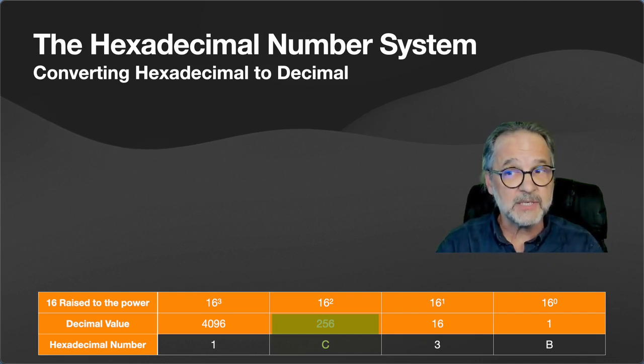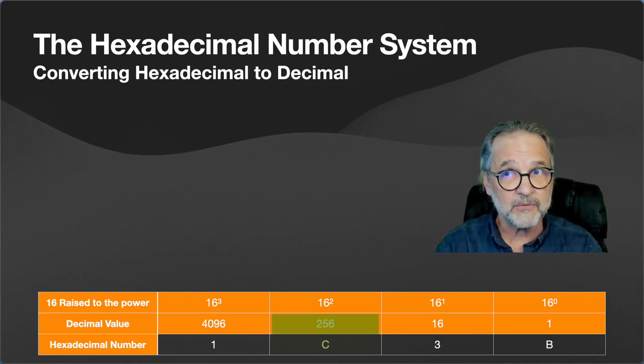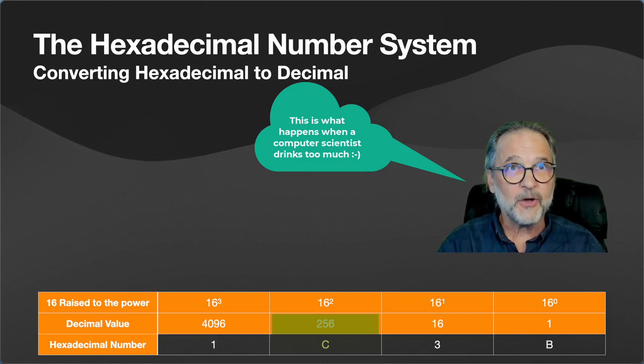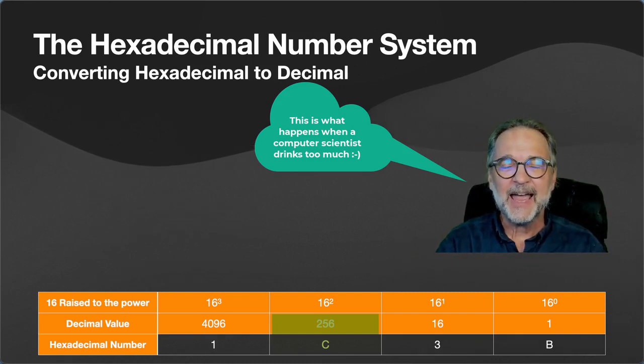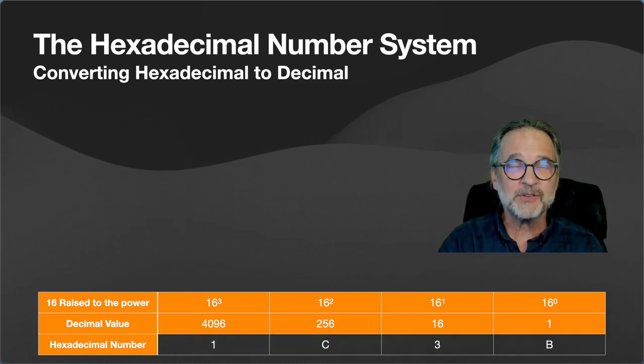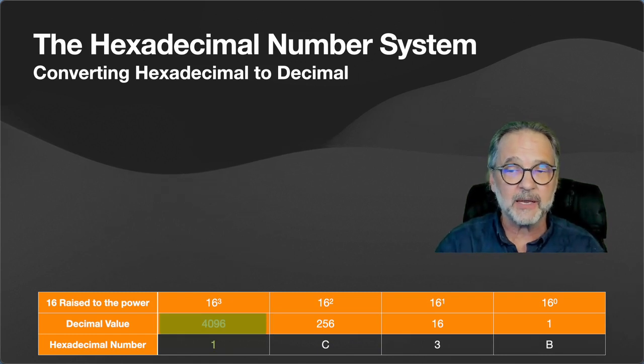The C is 13, I believe. 10, 11, 12. No, it's 12. 12 times 256. And we set that aside. Then we take 1 times 4096, and we multiply those together. And then we add them all together, and then we get our number.